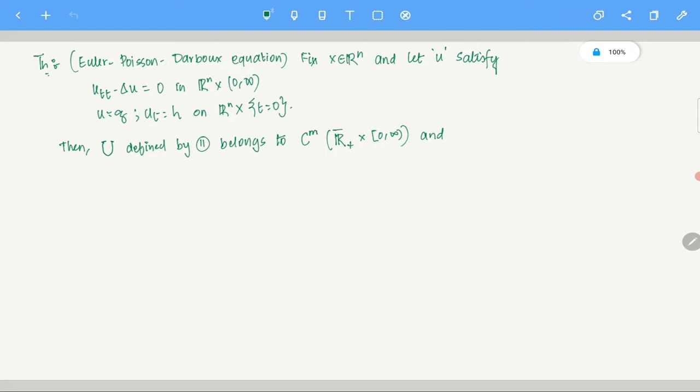And what you can do is, you have capital U_tt minus capital U_rr minus (n minus 1) by r U_r, this is 0. Clear? So that is in R plus cross 0 to infinity, okay, and capital U equals g, capital U with respect to t equals h on R plus times t equals 0.